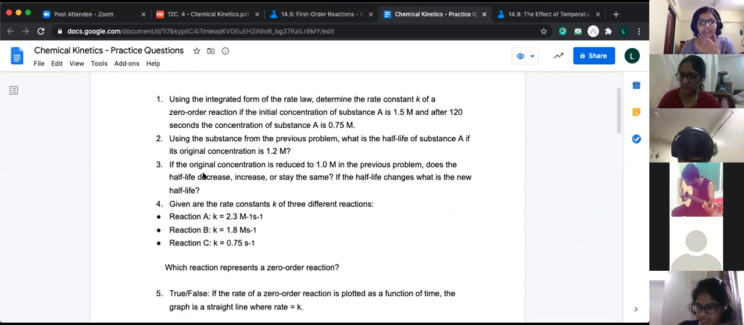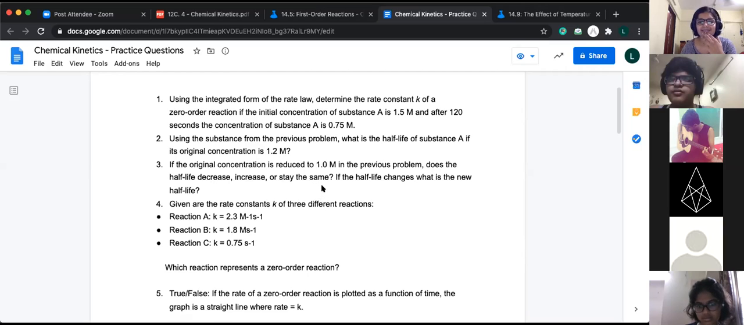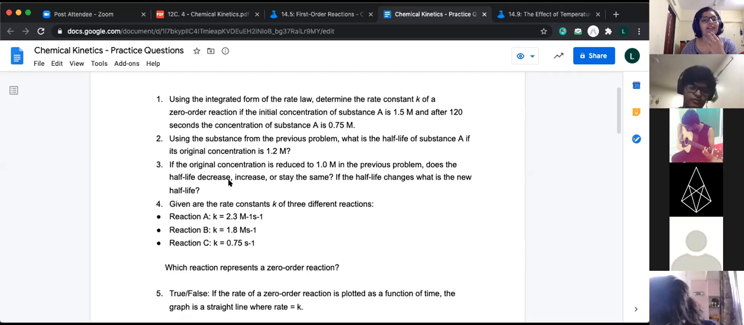All right. So question number 3. If the original concentration is reduced to 1 m in the previous problem, so basically 1.2 became 1 m, does the half-life decrease, increase, or stay the same? So basically it should decrease, 1.2 to 1. Yes. Nice. Cool. So if the half-life changes, then what is the new half-life?